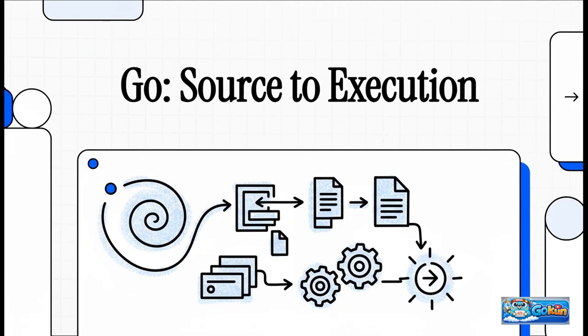All right, let's get into it. Today, we're going to trace the entire path your Go code takes from the moment you write it to the second it actually runs. This is the big picture, the 30,000-foot view of Go's architecture. And hey, this is just the beginning. We'll be diving deep into each of these stages in future explainers. So let's kick things off.